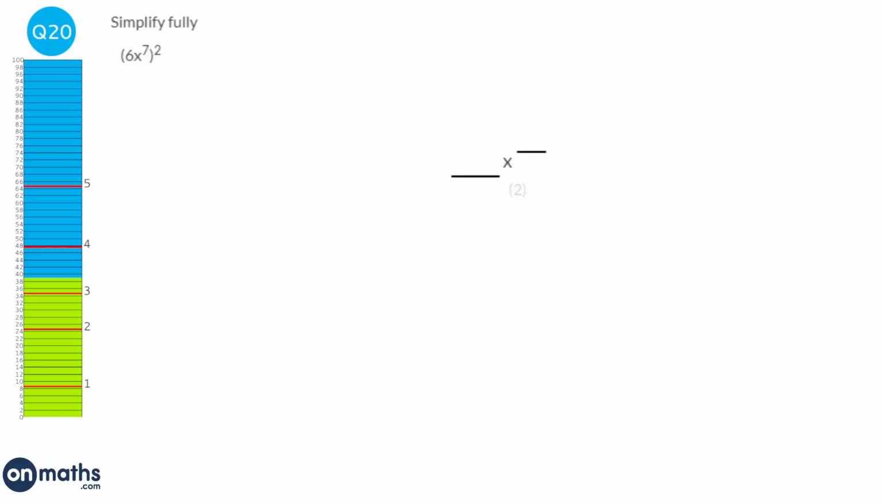When something is squared, you times it by itself. So another way of writing this is 6x to the power of 7 times 6x to the power of 7. The 6's can go together, and the x to the power of 7's can go together. And 6 times 6 is 36.